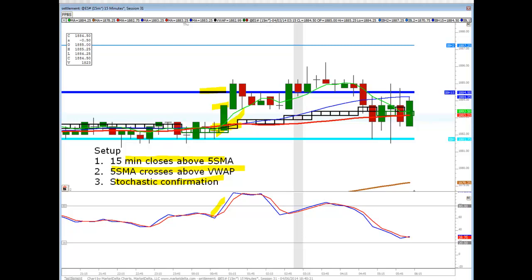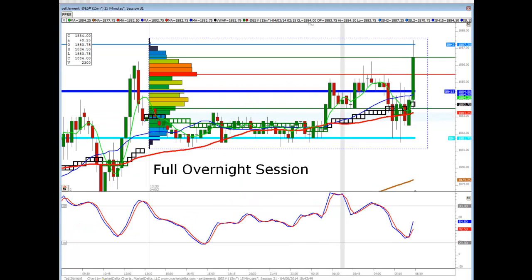Now, the next thing that I would like to do to really enhance our analysis and prepare us for the next day session is integrate the profile into the overnight session. Here I have the full overnight session with the profile for it. The profile shows me the value area high, the value area low, and the volume point of control, and it shows me where the settlement period ended up relative to the actual profile.